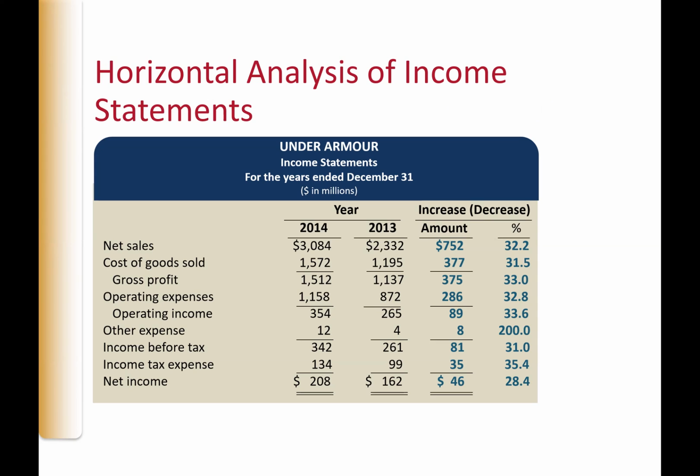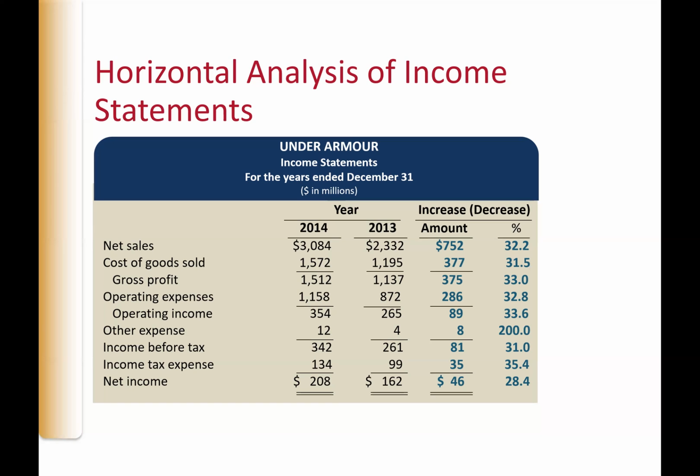So as you see here, by doing that, the increase in Under Armour from one year to the next is an increase of 32%. With cost of goods sold, we take the 1,572 minus the 1,195, which is 377. We divide that by 1,195 to get 31%.